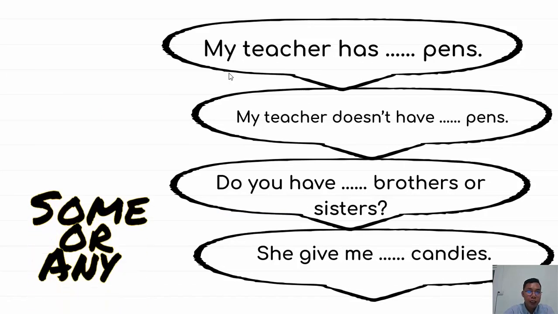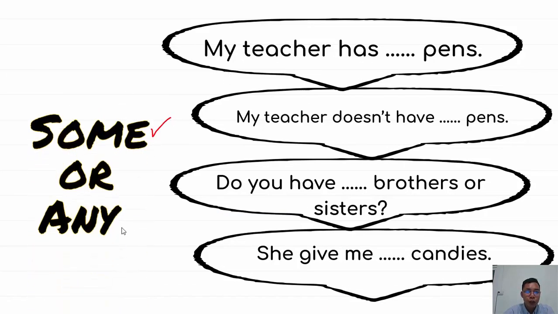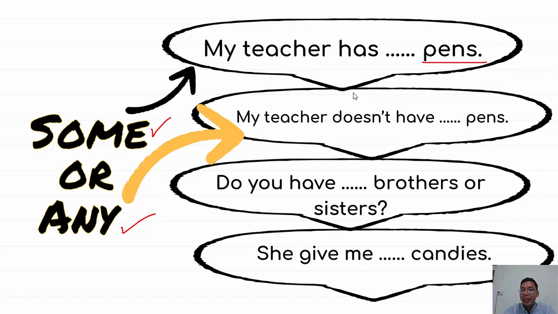Okay, let's practice. We use some or we use any. My teacher has some pens. We use some with this one because pen is a countable noun. Next one, any. My teacher doesn't have any pens.